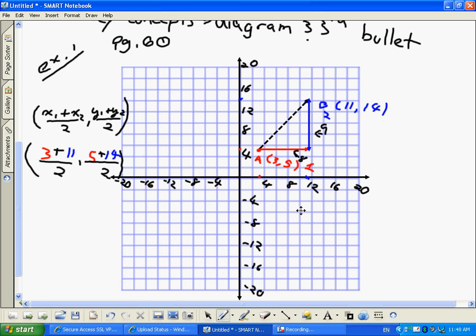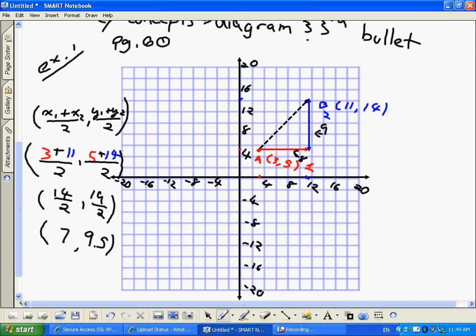We carry out the equation. 3 plus 11 is 14 over 2. 5 plus 14 is 19 over 2. Okay? We have a fraction. We're actually going to have to divide this fraction. I want an actual number, whether it be a decimal or not. 14 divided by 2 is 7. 19 divided by 2 is 9.5.